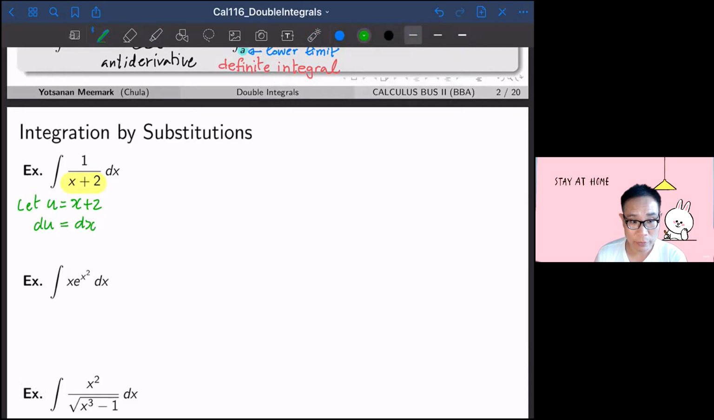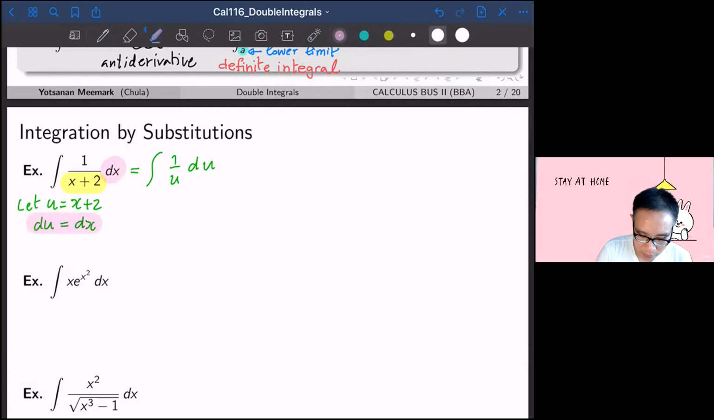Okay, so this is the thing that you normally have done in calculus 1, and this will be the integral of 1 over u, and dx turns out to be equal to du. So you have dx, and dx turns out to be equal to du, and this turns out to be u. And this will be log absolute value of u plus c. Okay, and the final answer is gonna be log absolute value of x plus 2 plus c.